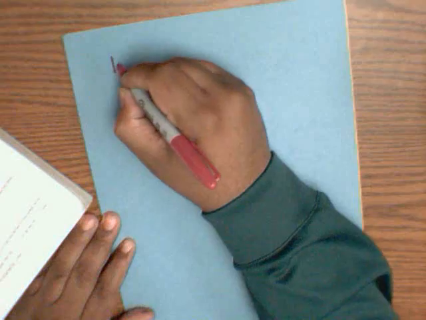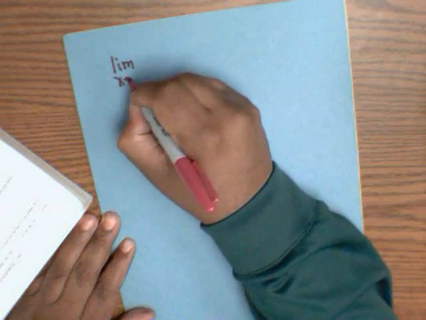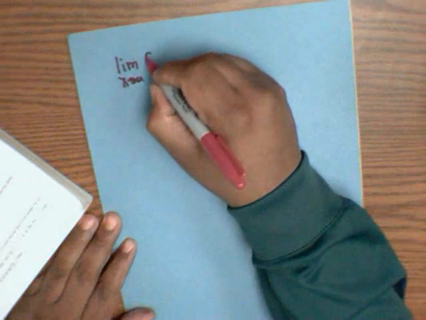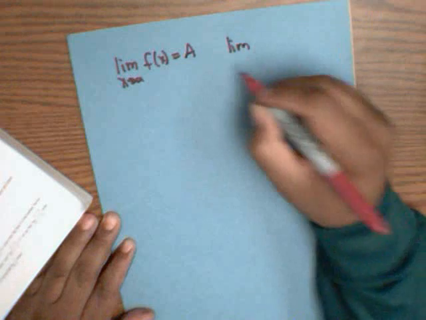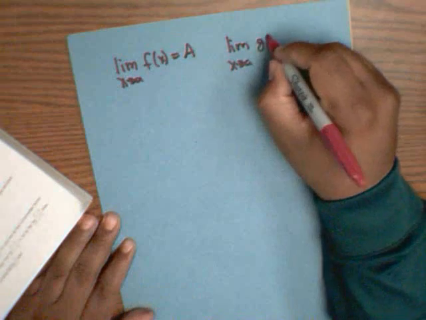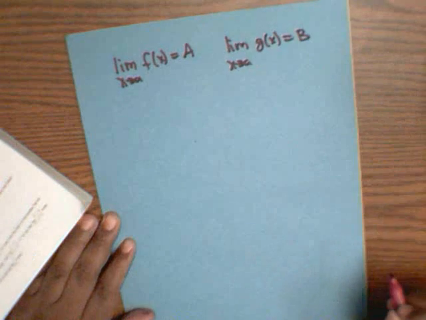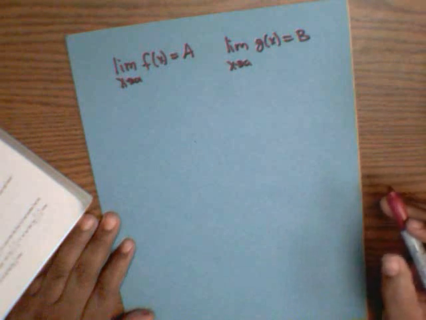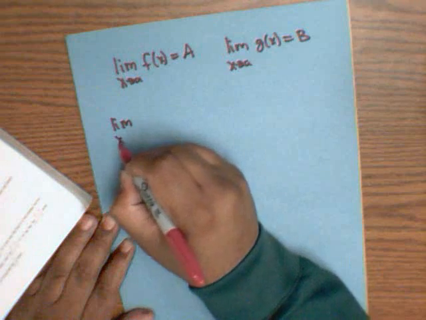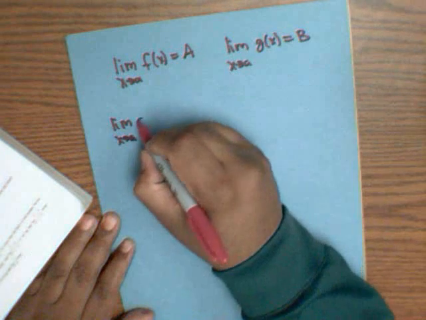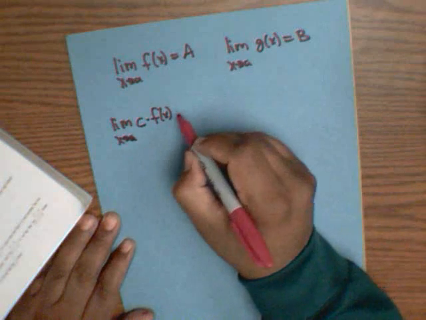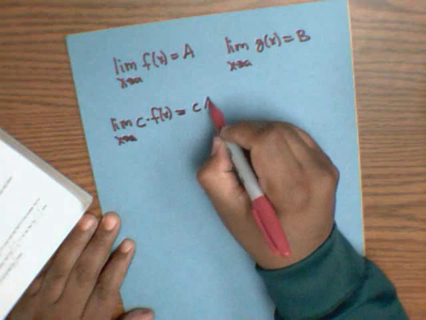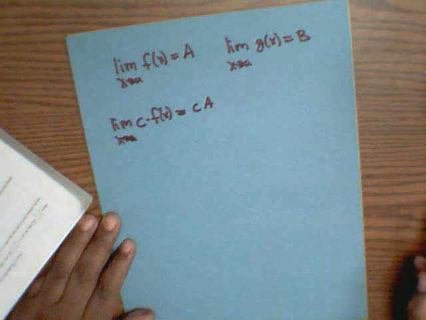Now, for the next things, we have to remember or use these definitions. As x approaches a, the limit of f of x is equal to a. And we're going to have another arbitrary function, where the limit as x approaches a of g of x is equal to b. These are all pretty cool. Basically, if I have the limit as x approaches a of any constant times f of x, this says that I can take the constant to the outside.